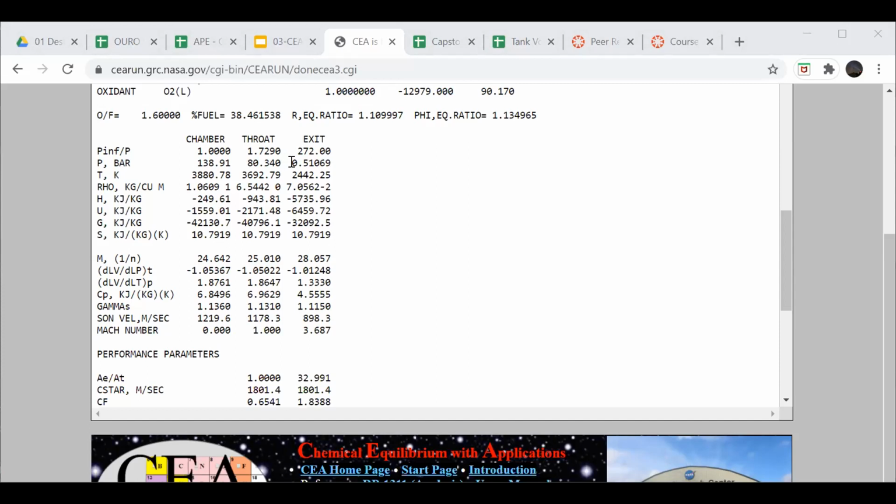Yeah. So if you look here, it gives you P bar. We're at half a bar at the exit, and bar is basically 1 atmosphere. So this is basically half of atmospheric, like 8 psi.